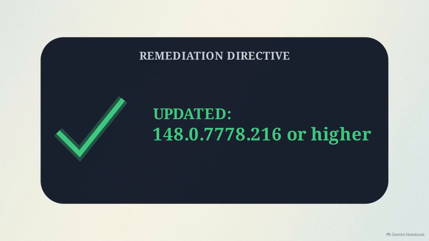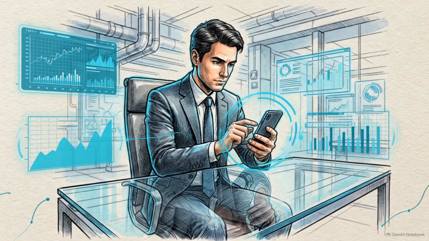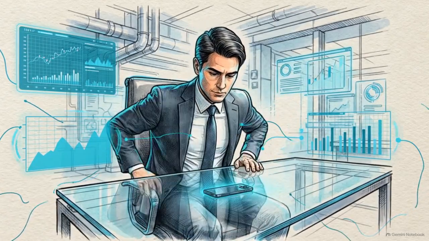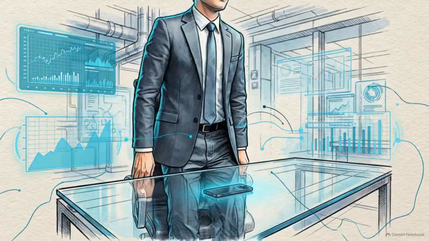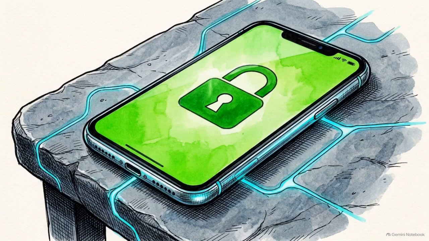148.0.7778.216 or higher. For unpatched fleets, implement a strict interim defensive rule. Avoid untrusted links that prompt for unexpected touch sequences or non-standard gestures. Coordinated disclosure exists, so defenders know the exact state of their perimeter. Apply the live vendor patch immediately to secure your devices.